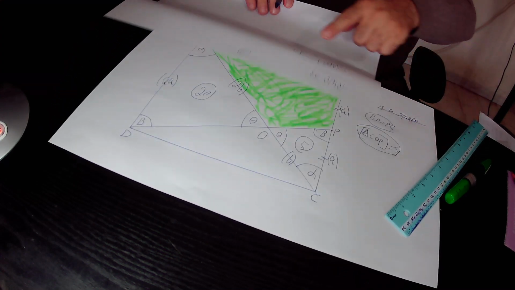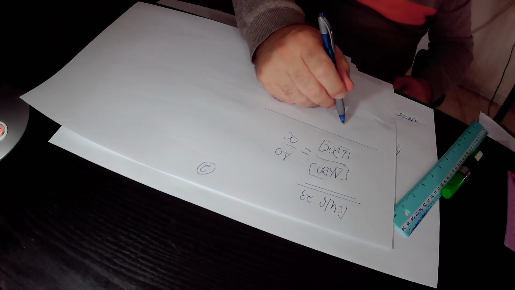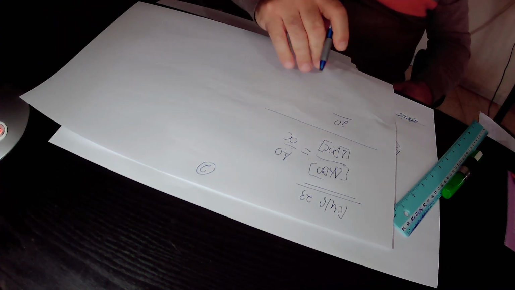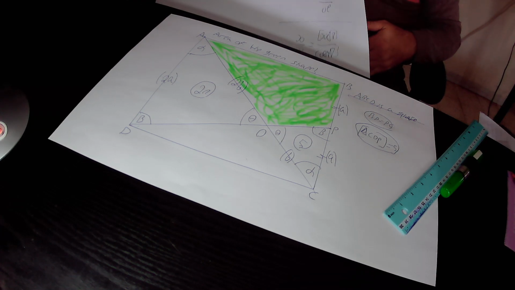The area of triangle ADO is 20 square units. So we substitute the area of triangle ADO by 20 over there. The area of this triangle DOC is unknown, so we leave it as it is.